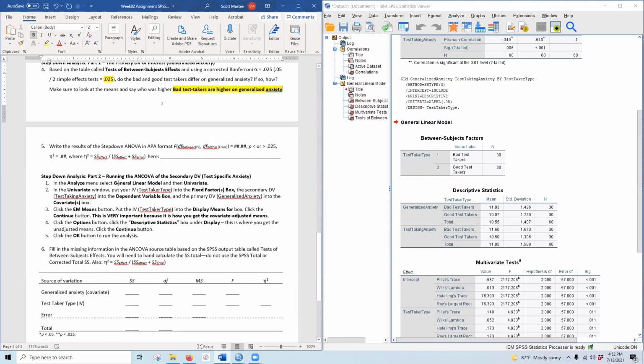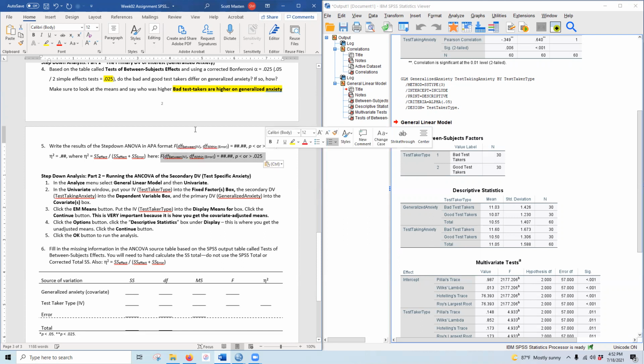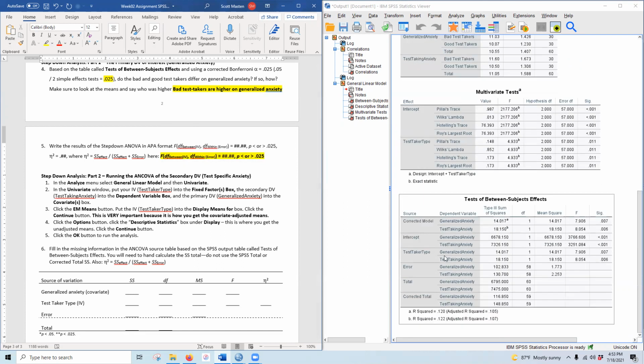Moving on, write the results of the step down ANOVA in fancy APA format. And I give you the formula for doing the eta squared. So let's do that here. Cheat a little, call it a day, and you can try doing that. So we have an F with 1 and 58 degrees of freedom. So F of 1 and 58 degrees of freedom is equal to, 58 was error, 7.91, we round that. P was less than 0.025.